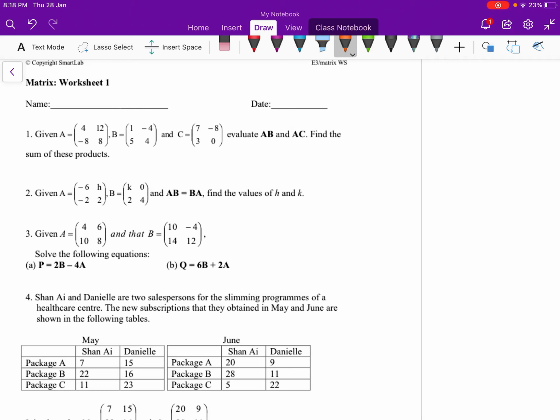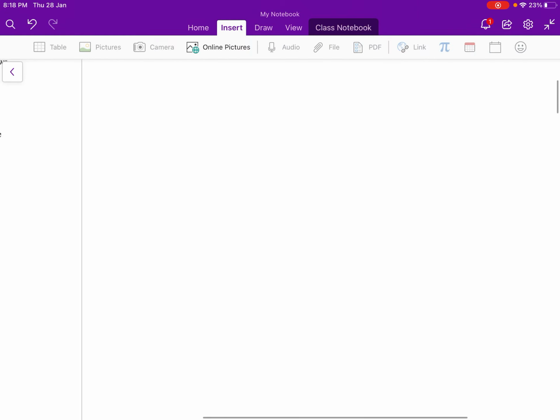Okay, so today we'll talk about the multiplication of the matrix. Remember what we learned in matrix. We learned that we need to know how to add and subtract, right? So let's do some recap.